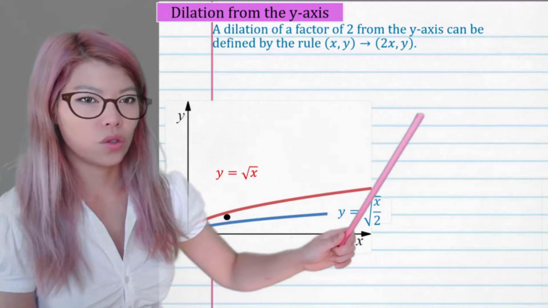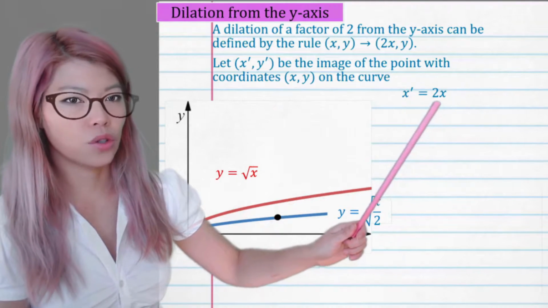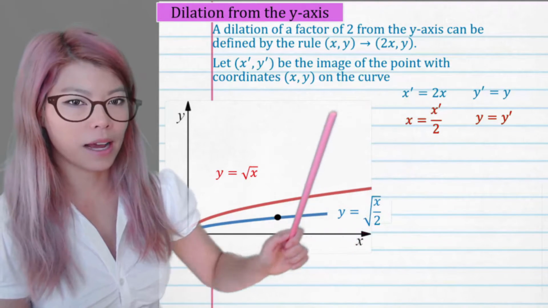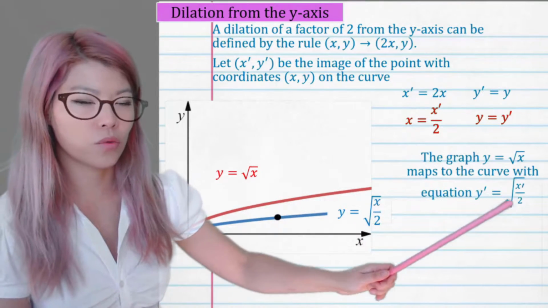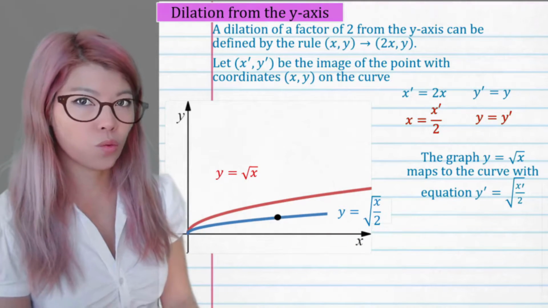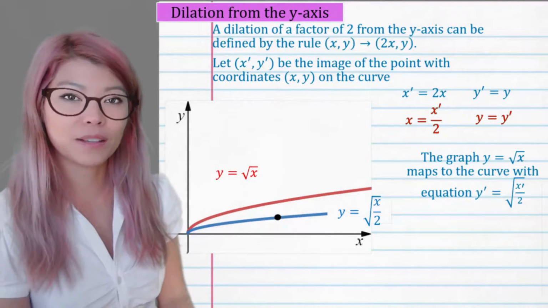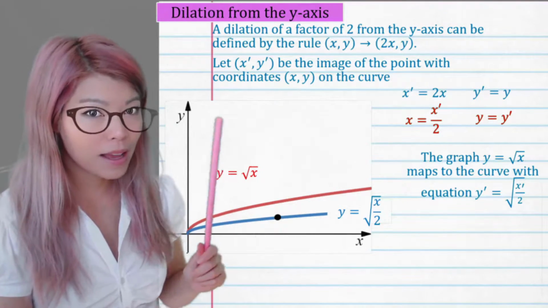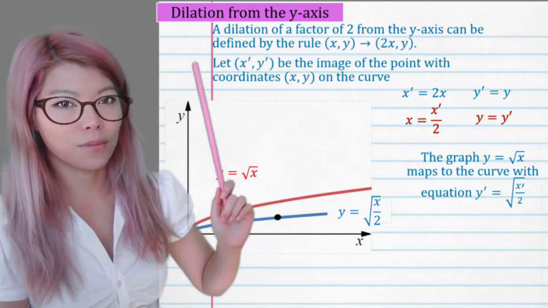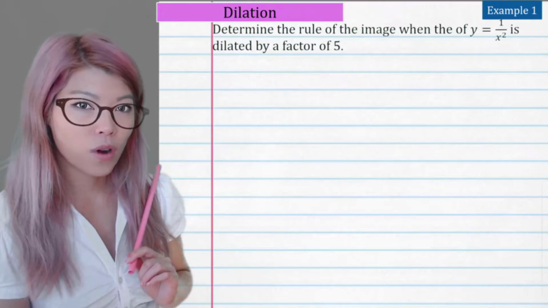So let's do the image. So x dash is 2x, y is y, and when we rearrange and plug it into square root of x, we obtain square root of x dash over 2, which, if you take the 2 out of the square root, is 1 over square root of 2, which is less than 1. So see, less steep, what we expected. So just a quick recap, dilation from the y-axis means you change your x, dilation from the x-axis means you change your y.